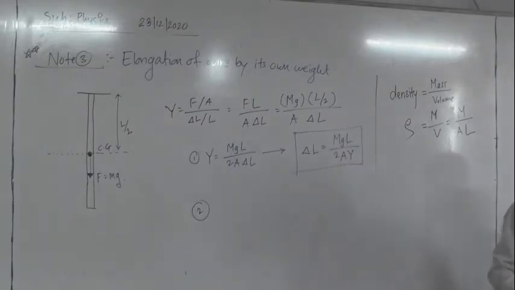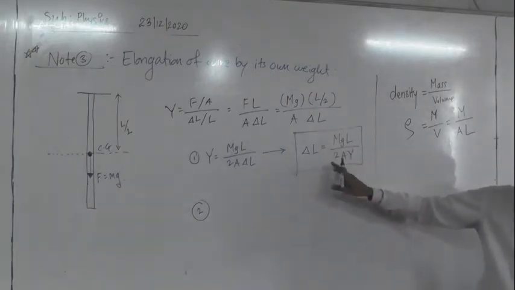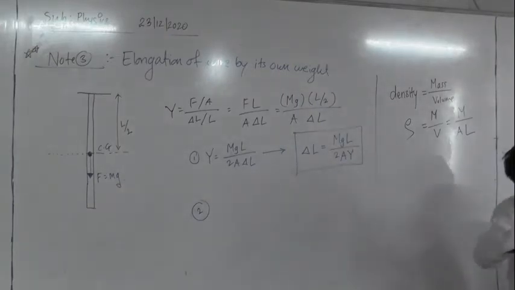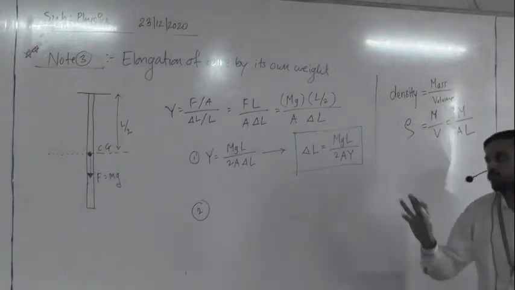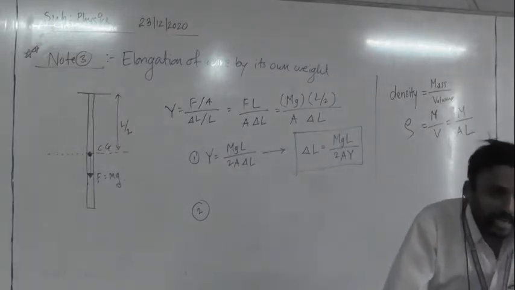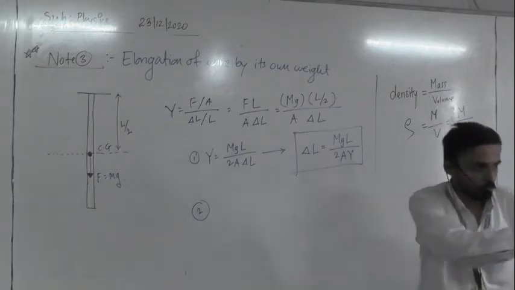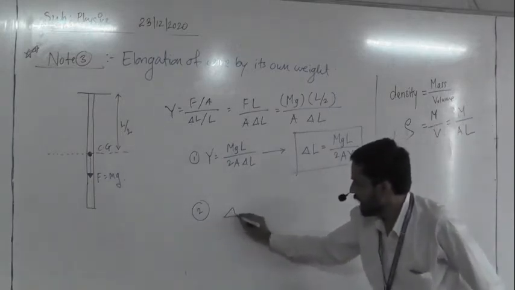I will get some formula. So instead of that, M upon A L, what do you write? Rho. So write down delta L is equal to, no problem, here we go. I am here to show you.